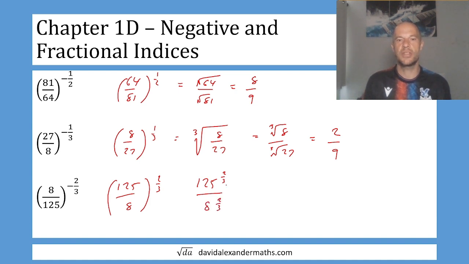We are cube rooting and then squaring. The cube root of 125 is 5. 5 squared is 25. Cube rooting 8 and then squaring the answer. Cube root of 8 is 2. 2 squared is 4. So that is 25/4.